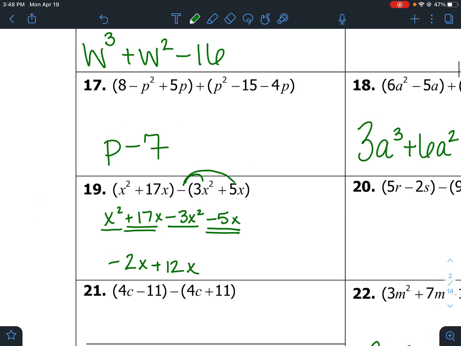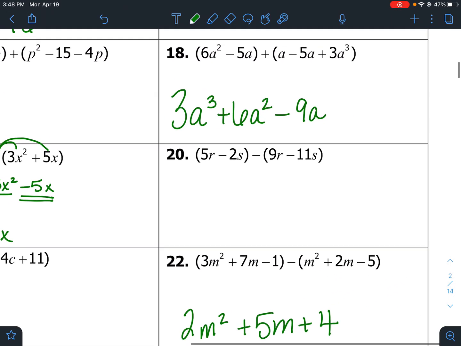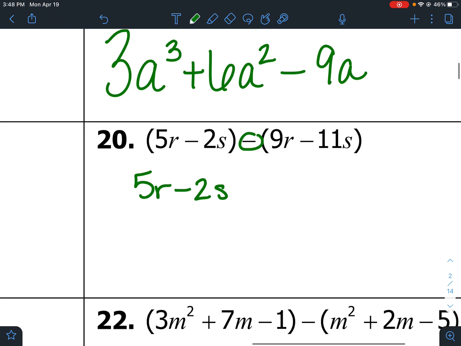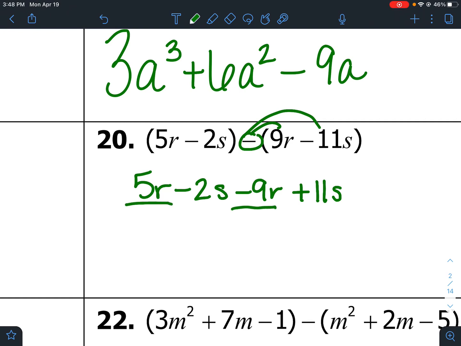Okay, I want to show you one where it's a little bit different here. Let's look at number 20. Again, I'm distributing that. So I'm going to have 5r minus 2s. Here comes the distributing. Positive times a negative is a negative. Here's the tricky part. Negative times a negative is now a positive. Make sure you are watching your signs. Very important. Now we're just doing the same thing. 5r minus 9r is negative 4r. Negative 2s plus 11s is 9s.